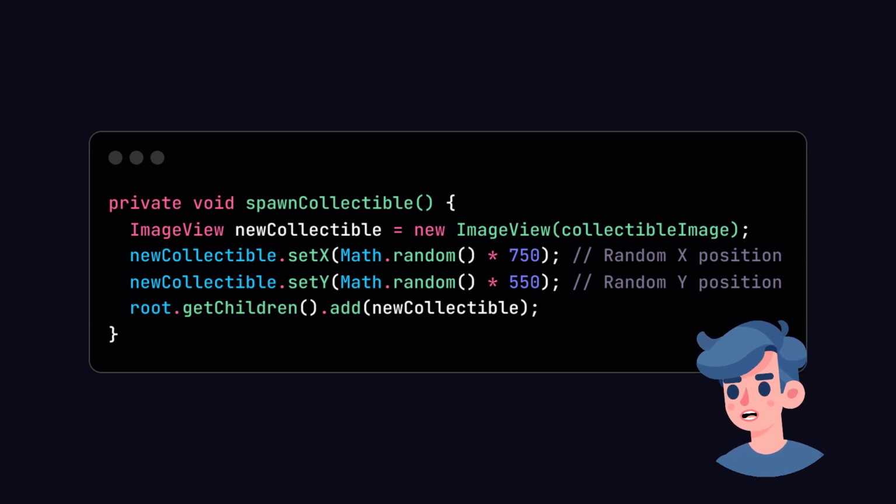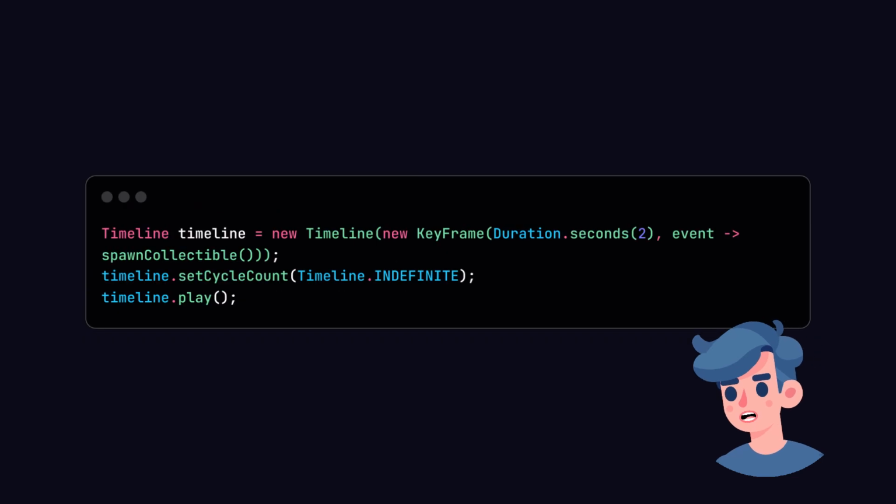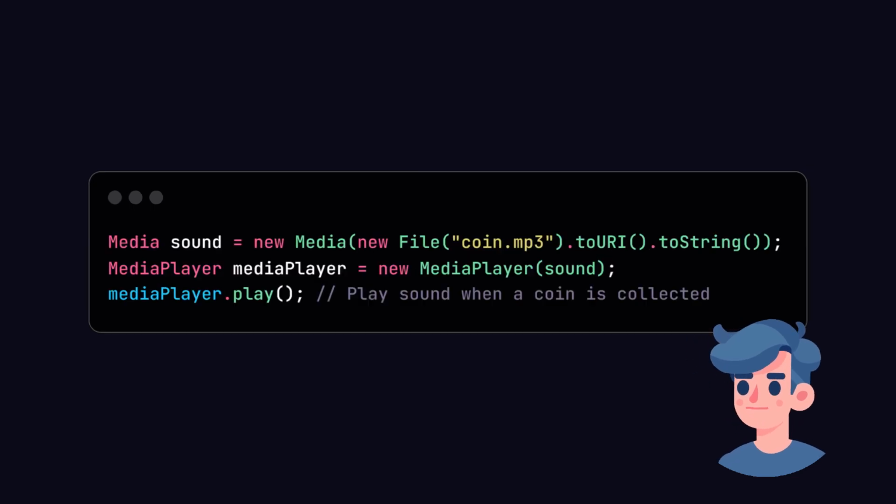Next, let's think about adding random collectible generation to spice things up a bit. Every few seconds, we can spawn a new collectible at a random position. We'll use a timeline to automatically spawn collectibles every few seconds. Let's set this up in the start method. Great! Now if you run the application, you should see new collectibles appearing every 2 seconds. Your character can collect them and increase the score.